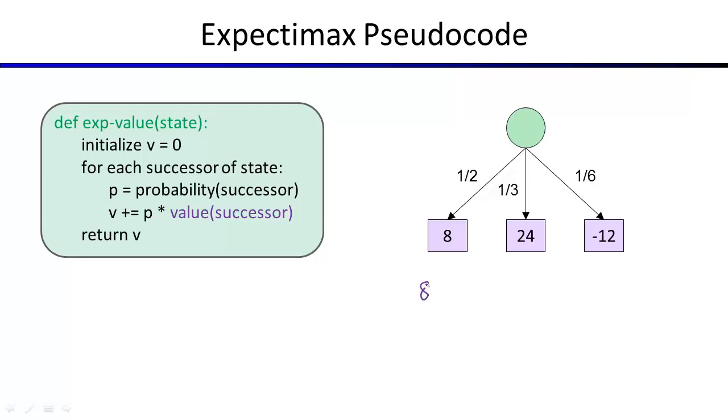How likely is 8? You have a 1/2 chance of 8, plus you have a 1/3 chance of 24, plus you have a 1/6 chance of negative 12. And we crunch some numbers, and we end up with 10. All right, so that's the average value there. It's not the highest, it's not the lowest, it's some kind of weighted average.